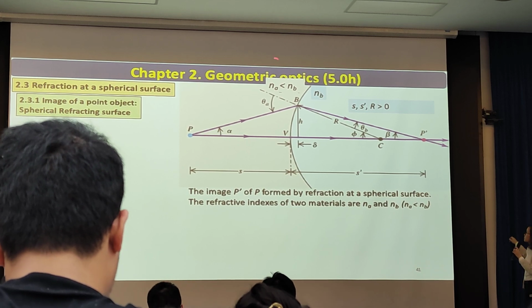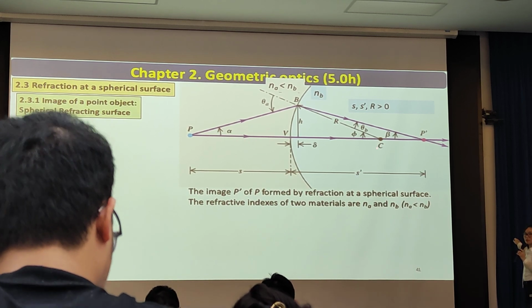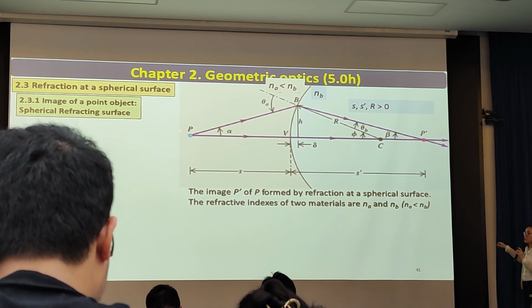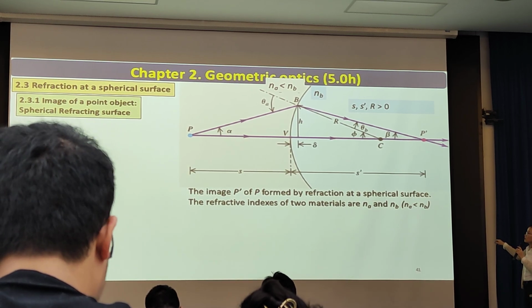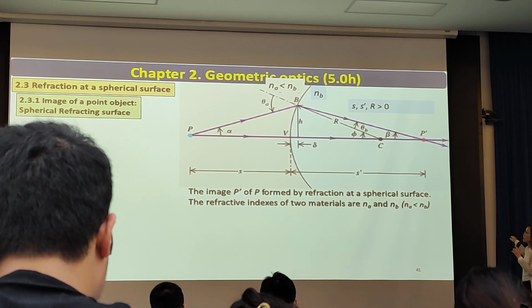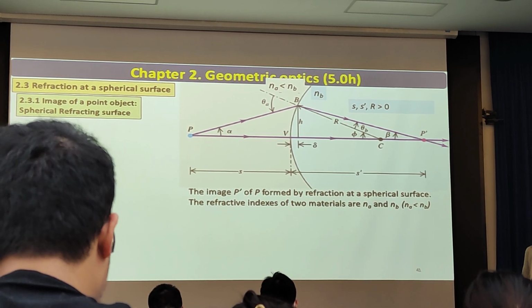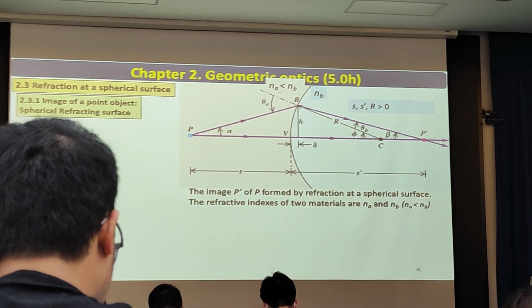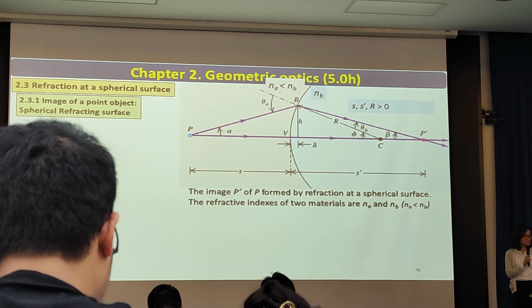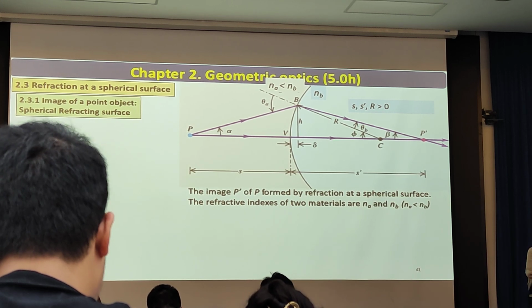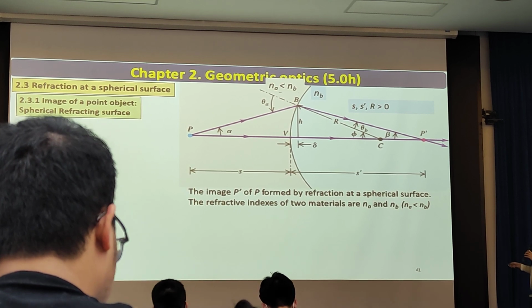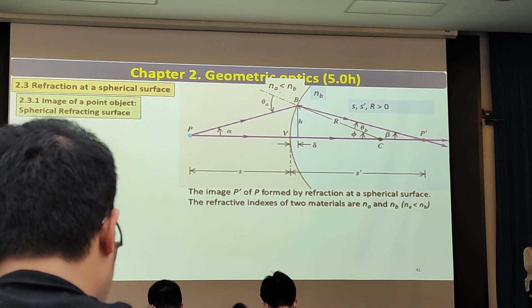We have this spherical surface, and here C is the center of curvature, V is the vertex, and you have this point P located on the VC line, and the VC line is the optic axis. Sometimes we just call it the axis. That means the optic axis. In order to find the image of the point P, we will draw at least two rays of light.